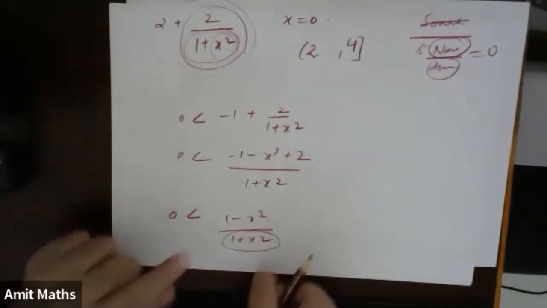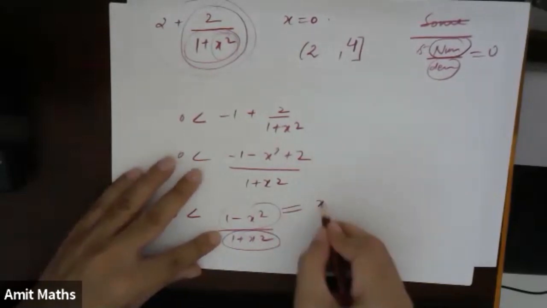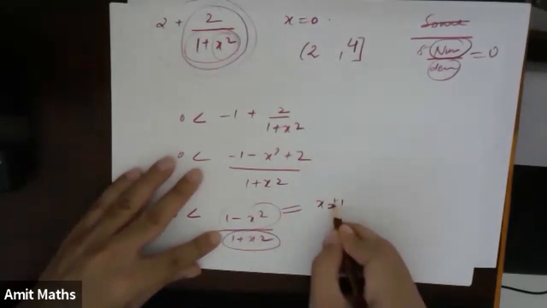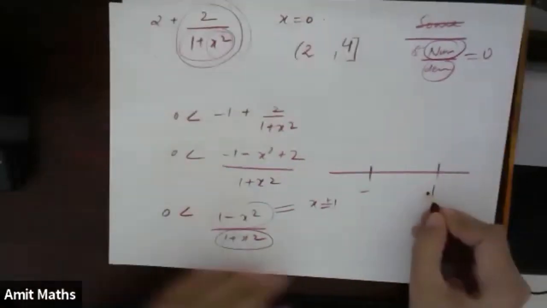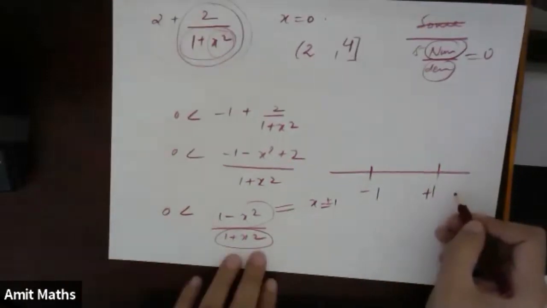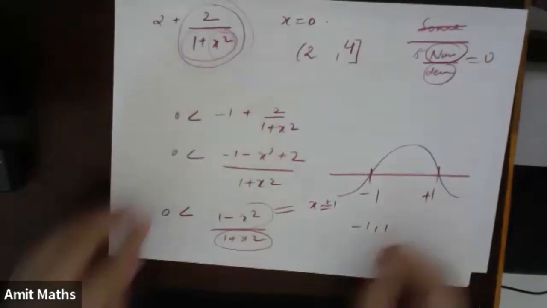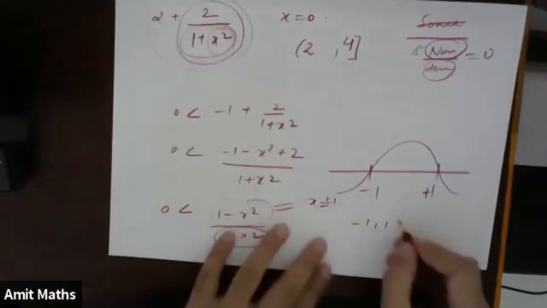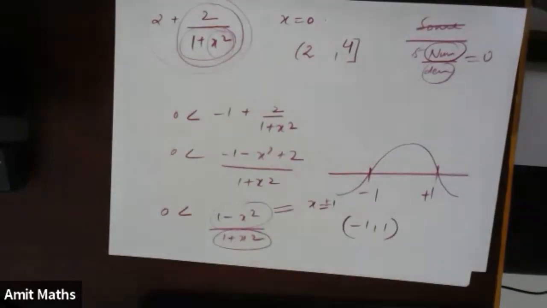So this becomes again a wavy curve. What are the roots of this? x is equal to plus minus 1. So I will simply mark plus, minus and plus, minus 1 and plus 1. At infinity, this will become 0, and at minus infinity also it will become 0. So minus 1 to 1. And because there is no equality, these will be open brackets. So x belongs to minus 1 to 1.